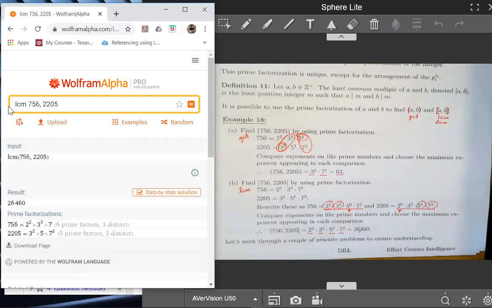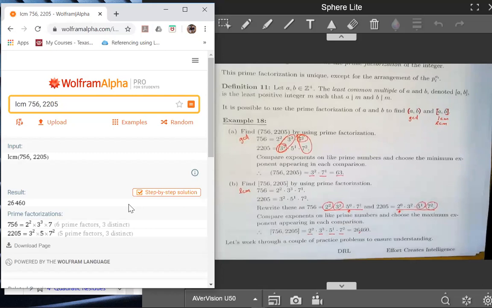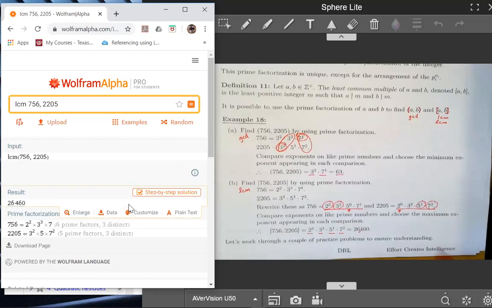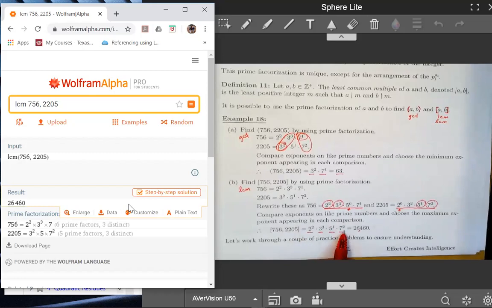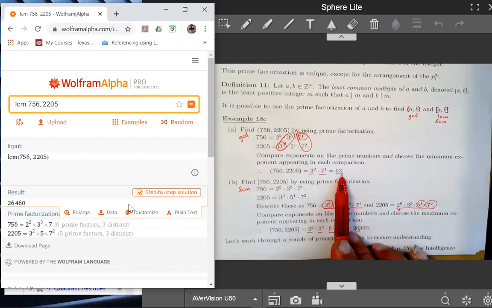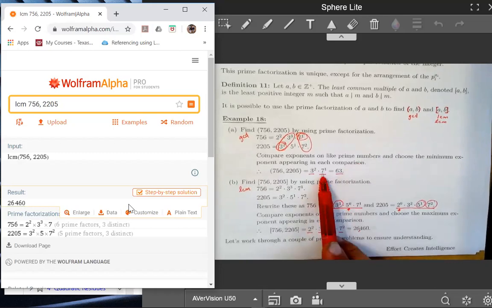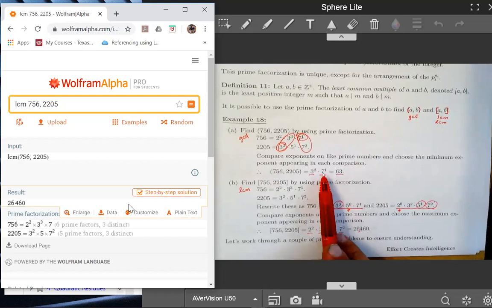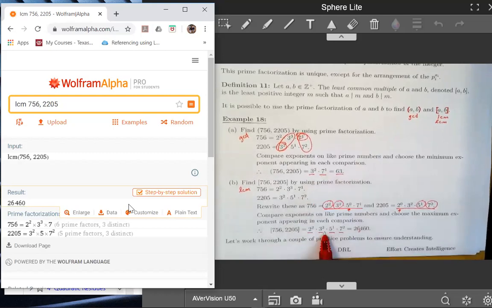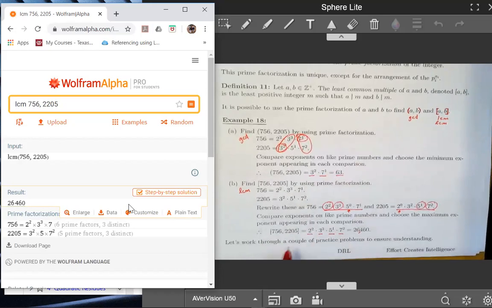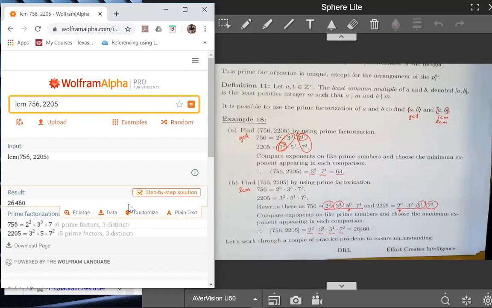And it is very, very important, because if we can just do this on the computer, what purpose is there to even know how to do this? When you show your work, we want to see this specific step. Do you understand what you're supposed to select? The minimum exponent whenever I have the greatest common divisor, and the maximum exponent whenever I have the least common multiple. In the next video, we'll work through a couple of practice problems, and it might be several practice problems to ensure our understanding.